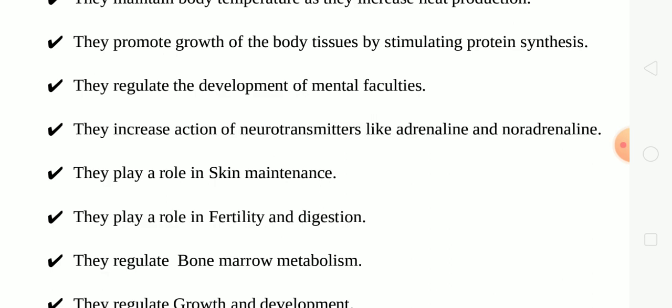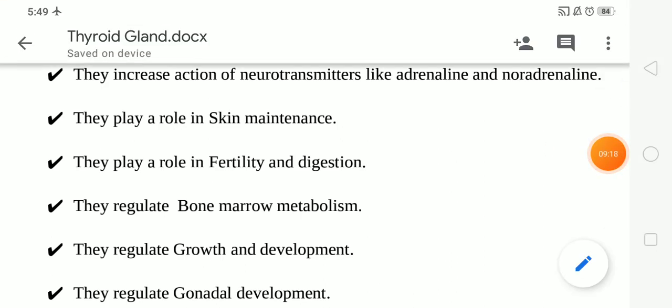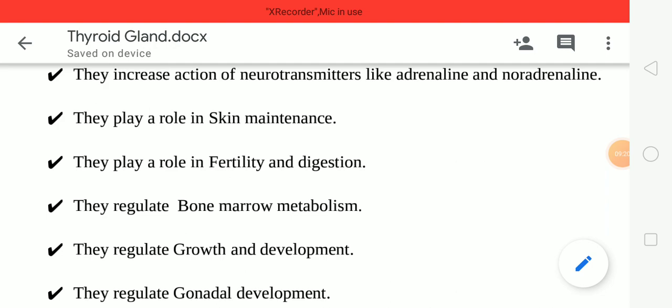They play a role in skin maintenance. They play a role in fertility and digestion. They regulate bone marrow metabolism. It is an important function because the stem cells, which play an important role in the immune system, are generated inside the bone marrow. Hence, it is an important function of the thyroid hormone. They regulate bone marrow metabolism.